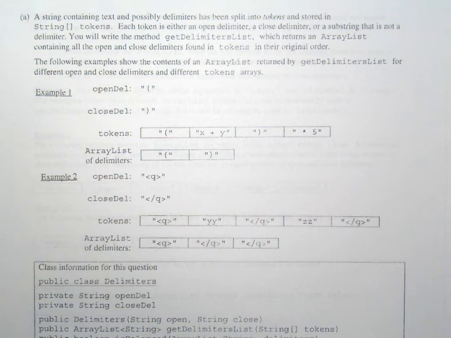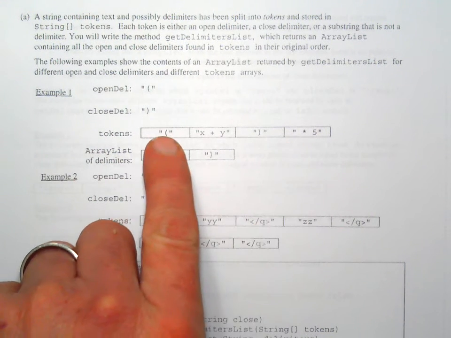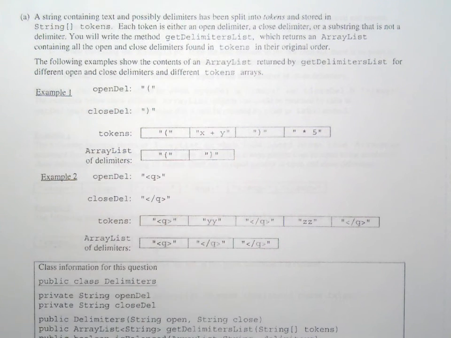You'll write the method getDelimitersList, which returns an array list containing all open and closed delimiters found in tokens in their original order. The following examples show contents of an array list returned by getDelimitersList for the different open and closed delimiters and different tokens arrays. So here, open delimiter is a parenthesis and a closing parenthesis. So here's tokens, and then you're looking for those, and then you put them in an array list and return the array list when you're done.